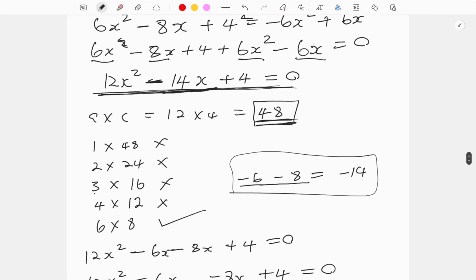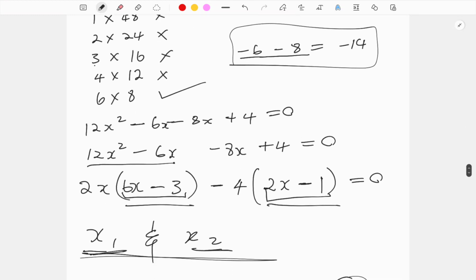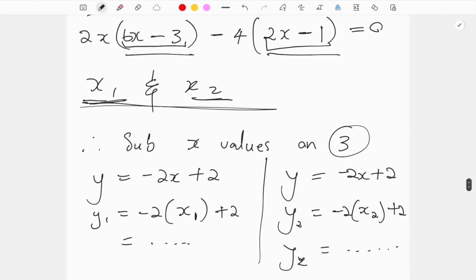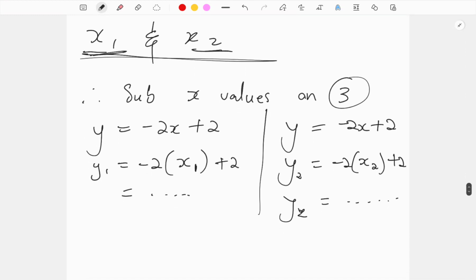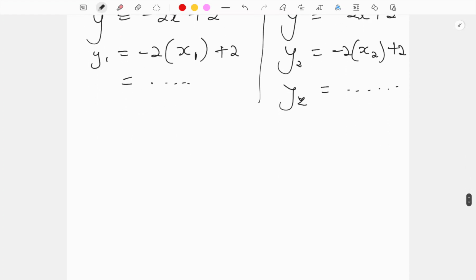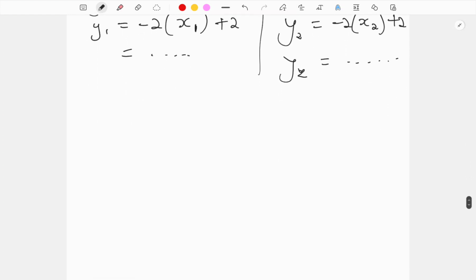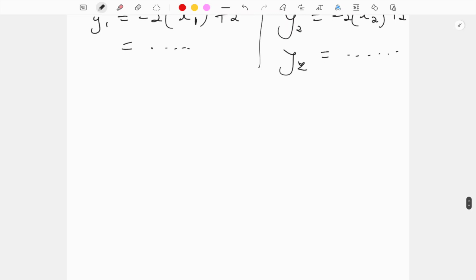And then you solve for x. When you get those x values, you substitute them on equation 3 to get the corresponding y values. And that's it, guys. That's it about simultaneous equations. Easy 7 marks, easy 10 marks in the back.